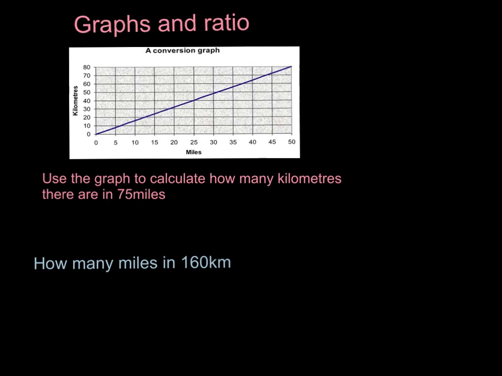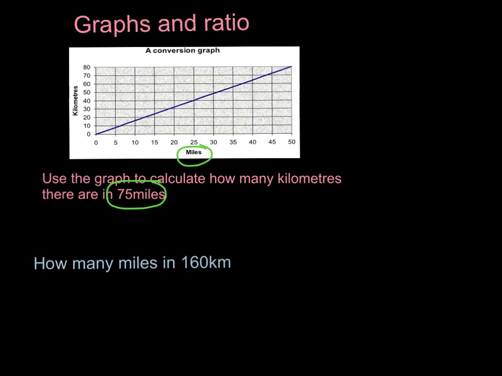Okay, so graphs and ratio. Use the graph to calculate how many kilometres there are in 75 miles. So we're looking at 75 miles, and this is the miles axis. So we need to find 75 on there, and it's not on there. So there are a couple of things that you could do here to calculate to kilometres.